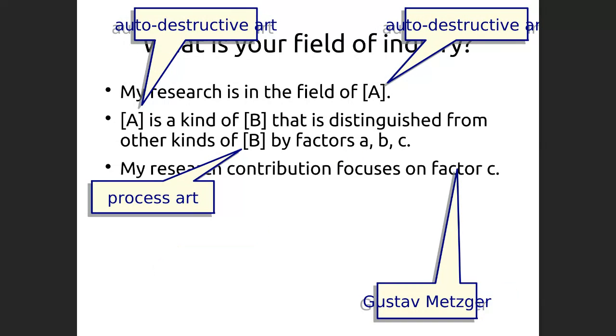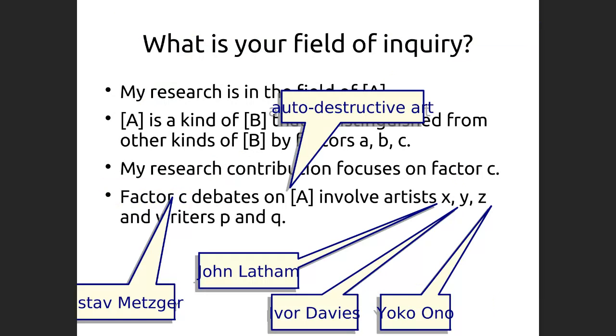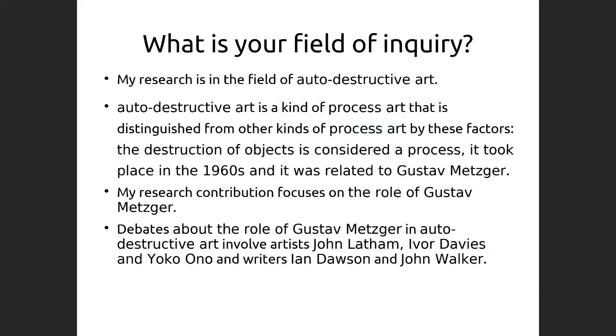And then we get to, well, what's your focus? My focus, let's say, for example, is on factor C, Gustav Metzger. So of all the distinguishing factors that make auto-destructive art different from other kinds of process art, I'm focusing on this one thing, Gustav Metzger. And if you're looking at Gustav Metzger, you're going to look at other artists around him like John Latham, Ivor Davis, and Yoko Ono. So we're getting near to a full statement here.